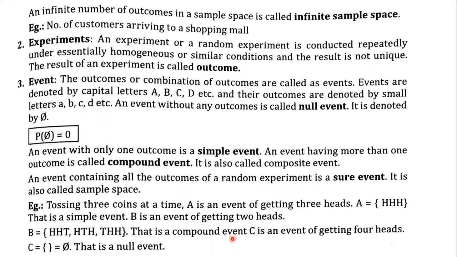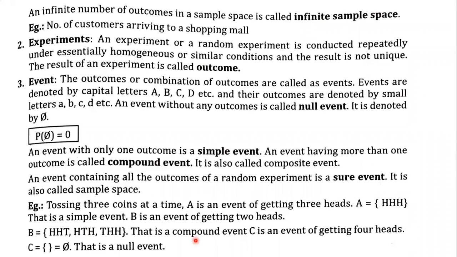I'll repeat it again. We are tossing 3 coins together and the possibility of getting 3 heads together. There is only one possibility of getting all the 3 heads. So that will become a simple event. But if I say possibility of getting 2 heads at a time, which means 2 heads and one tail will be there. Correct? So here coin number 1, 2, 3. So 1 and 2 is having head. In the next possibility, 1 and 3 is having head. In the next possibility, 2 and 3 is having head. Okay, this will become a compound event.